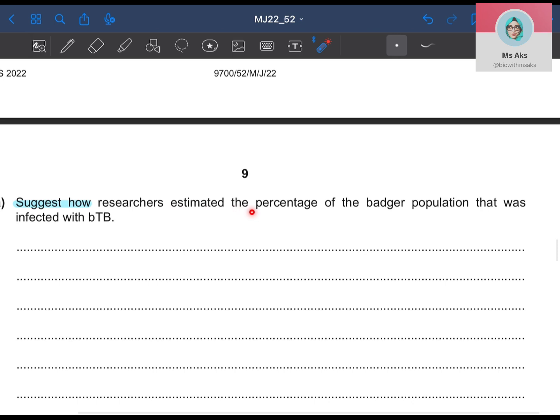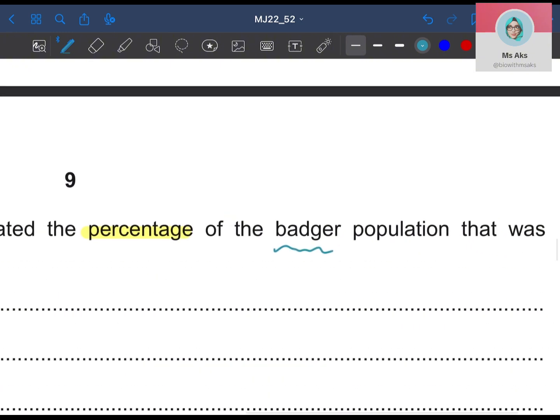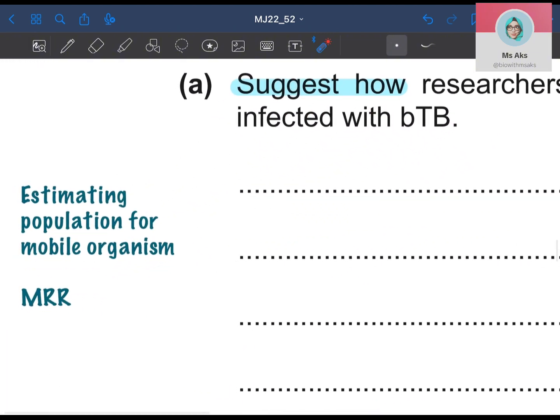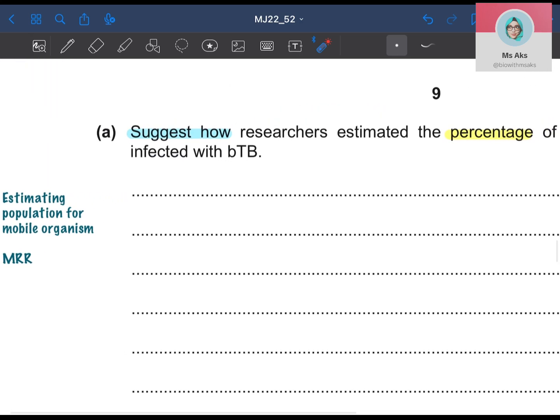Suggest how researchers estimated the percentage of the badger population that was infected with BTB. So I think there's two bits that we need to remember here. It's going to look at how we're going to estimate the percentage of the badger population that was infected with BTB. Now, because we're looking at badgers, I want to remember that these are mobile animals. They can move. So in our syllabus, we know that we can use the mark, release, and recapture method of estimating the populations of mobile animals.